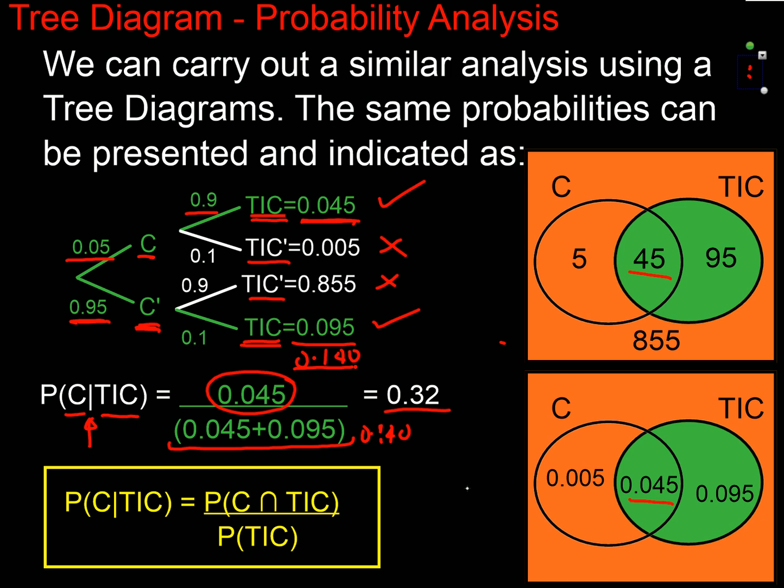What we've done here is prove a fundamental law of conditional probability, that the probability of having cancer, given that the test indicates cancer, is the probability of the intersect, cancer and test indicates cancer, divided by the probability that the test indicates cancer.